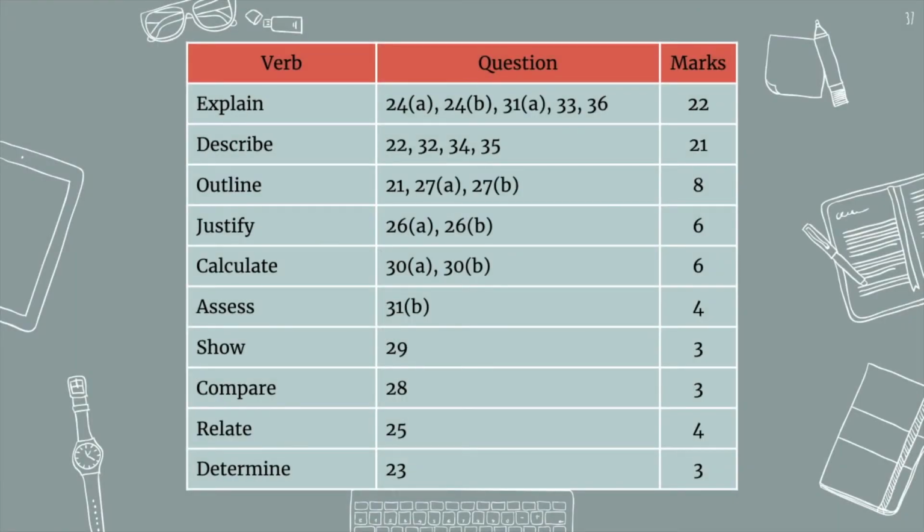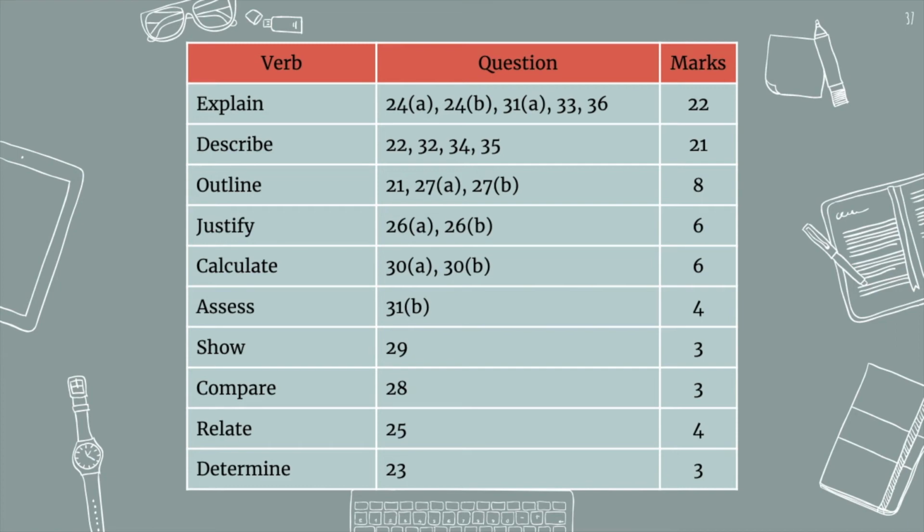Firstly, if we consider the verbs that were asked in the extended response questions, we see that explain and describe made up the majority of the marks for the extended response section. In fact, the explain question was responsible for a single item 7-mark question, and the describe verb was responsible for a 9-mark single item question.